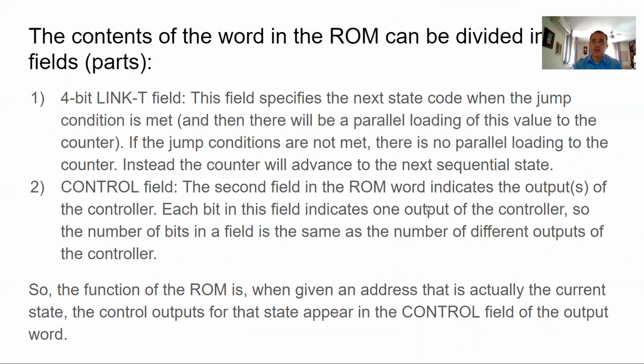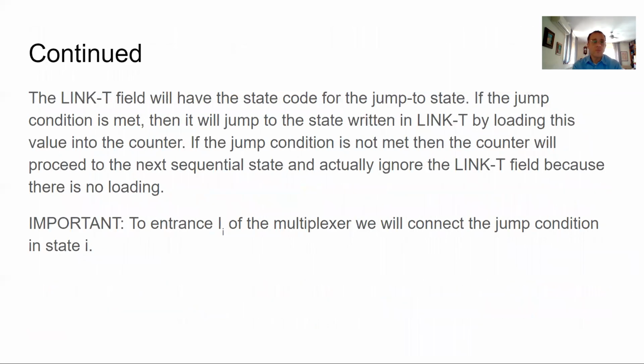Each bit in this field indicates one output of the controller. So the number of bits in a field is the same as the number of different outputs of the controller. Right. So the function of the ROM is, when given an address that is actually the current state, the control outputs for that state appear on the control field of the output word. Right, that's what we explained.